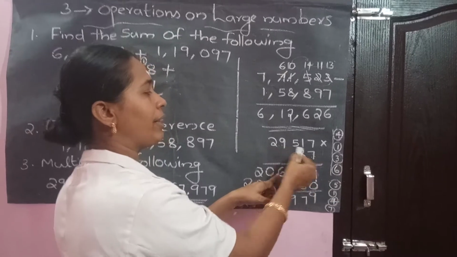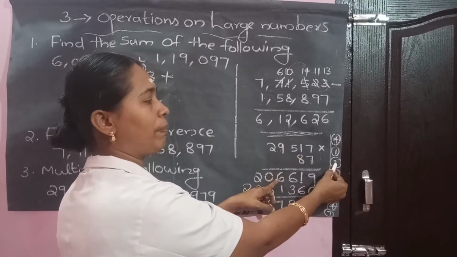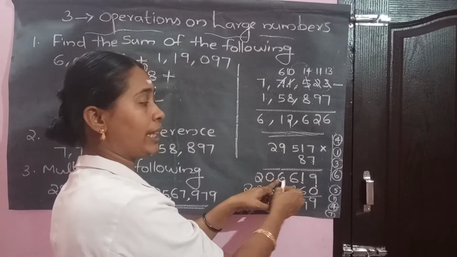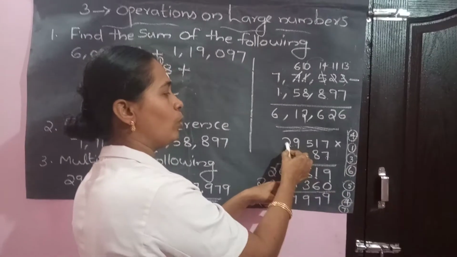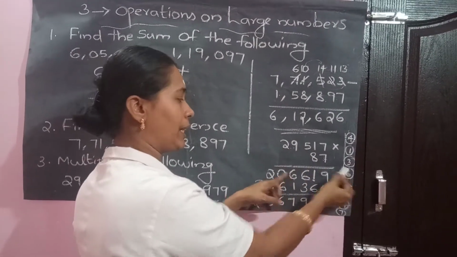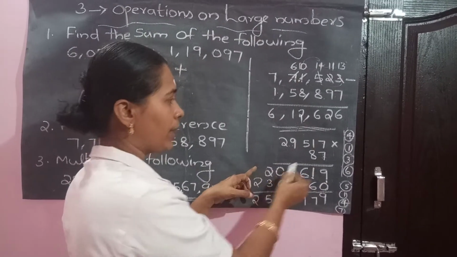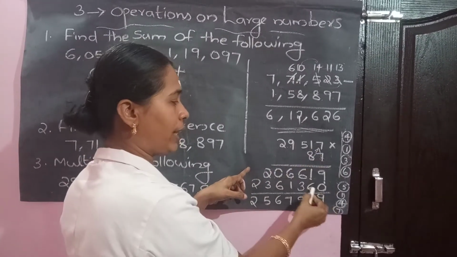Then 9 sevens are 63, 63 plus 3 is 66, balance 6. 7 2s are 14, 14 plus 6 is 20. Then 8 sevens are 56.